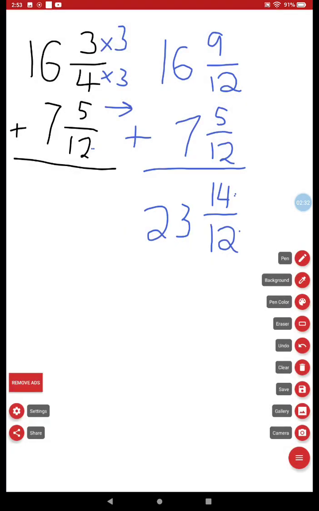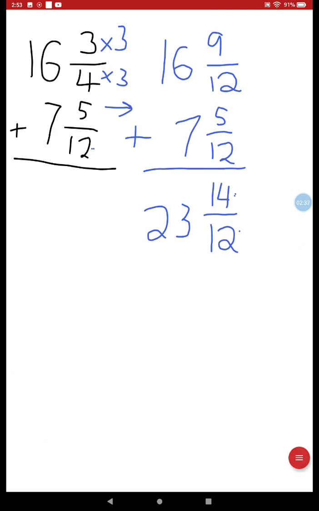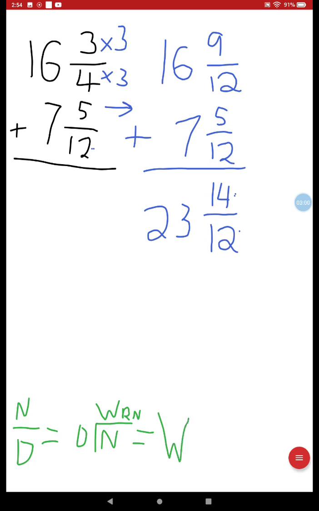Remember, to regroup, I have to use this little doodad we always have to go through. Numerator over denominator equals numerator in the box, denominator out of the box. Whole number is my quotient and my remainder is my new numerator. And that gets written as a mixed number as whole number is the big one. Numerator's on top, denominator's on the bottom. So let's do that to 23 and 14/12.